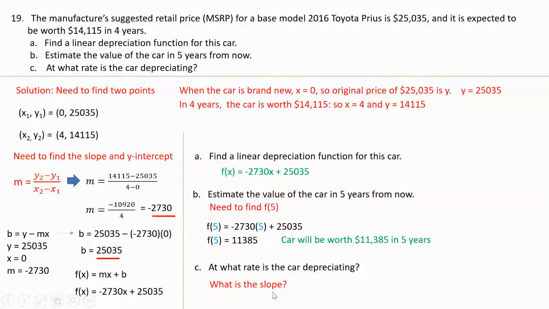Now, C, at what rate is the car depreciating? So in other words, what is the slope? But here, guys, you cannot put negative, even though it's negative, right? If you put negative on MyMathLab, it's going to come in wrong. Why? Because here it already says that it's depreciating. This means that it's already negative. So I tell my students to be careful on the way to input the answer on MyMathLab. The slope is negative, so the answer will be the car is depreciating at $2,730 per year. This is how you find part C.